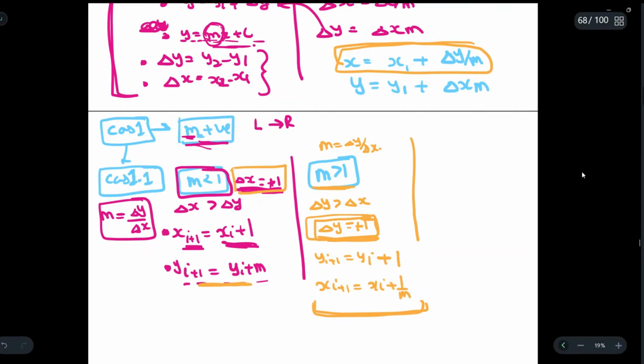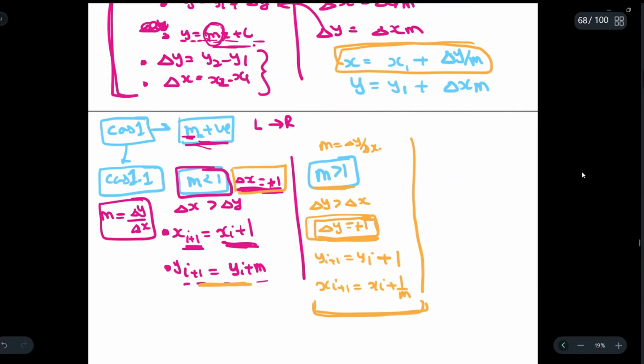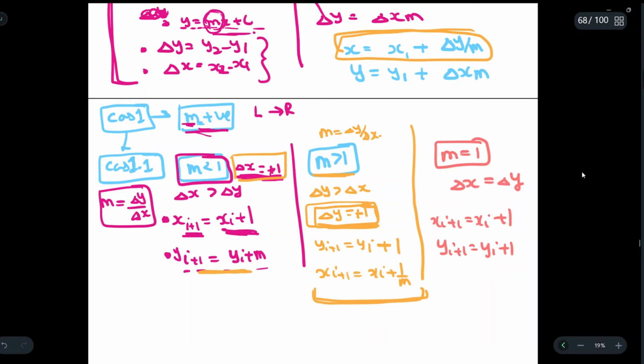And now let us come to the last case for this scenario. Let me change the color. Now suppose that the value of m is equal to 1. So in that case, del x will be equal to del y. So you have to do nothing, you simply put the value of the next x coordinate as xi plus 1, and simply put the value of the next y coordinate as yi plus 1. So this is what you have to do.